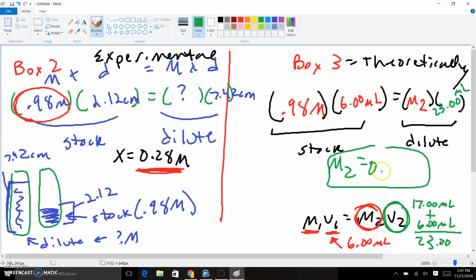My M2 ended up being 0.26 molar using this equation. So right there you can see that theoretically I should get 0.26. When I did the lab where I used my eyes and saw the depth of the solution, I got 0.28. Pretty darn close. And if I calculate my percent error, I get a 7.7% error. And that's what you're going to do in box 4. So I hope that helped.